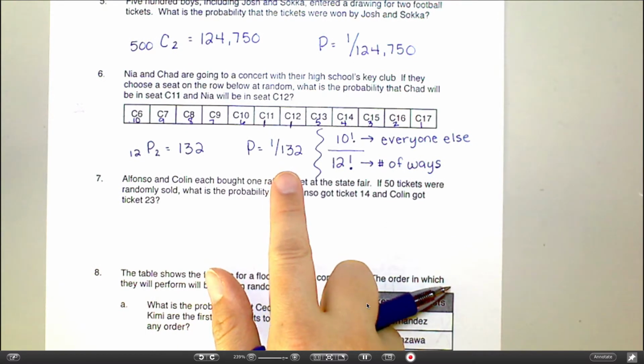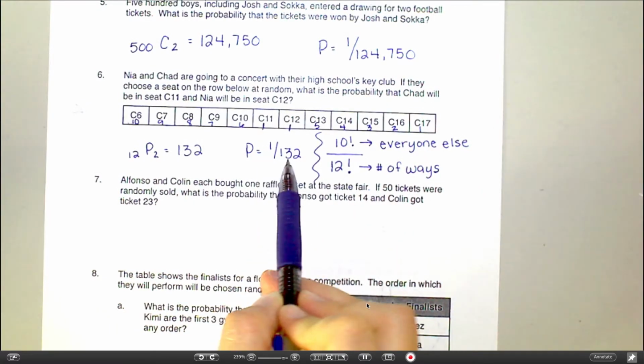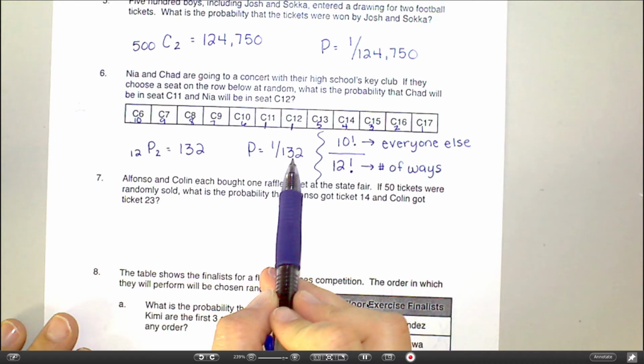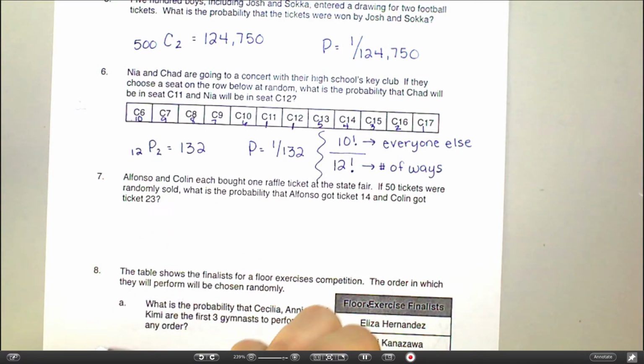I did 12 factorial divided by 10 factorial, and then I got 132. The reason is, when you divide it the other way, it's supposed to come out as 1 over 132. When you flipped it, you made it 132 divided by 1. So I guess you could do that if you knew in your head to flip it, but mathematically that doesn't really make sense, but that's fine.